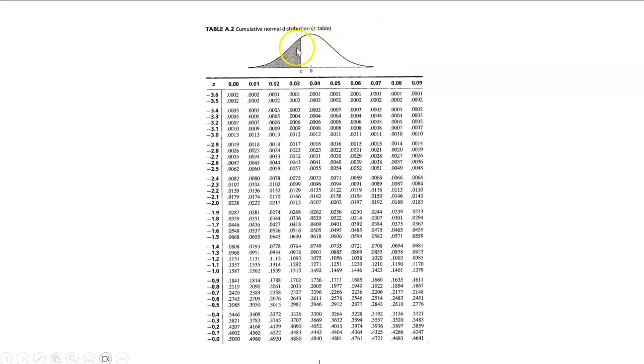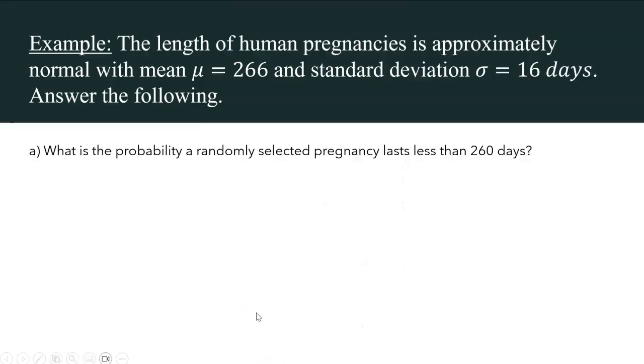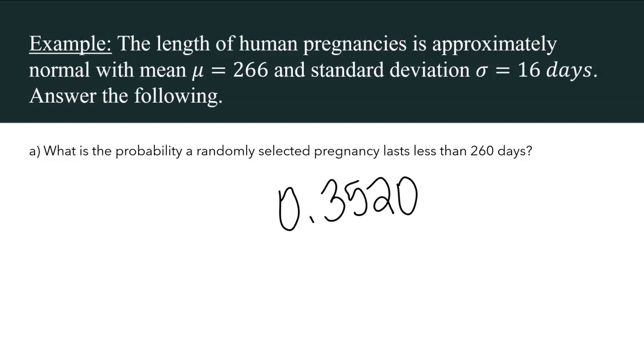So here's our Z chart. Remember, it gives the left tail. Negative 0.3 is here. And if I go all the way down to 0.38, I get 0.3520, and so that will be the probability. So if I go back here, the answer will be 0.3520. And basically what that means is that if we select a simple random sample of 100 human pregnancies, then about 35 of those pregnancies will last less than 260 days, okay?